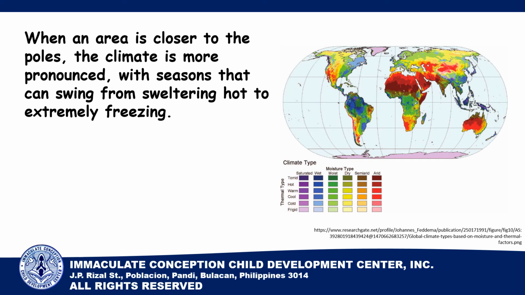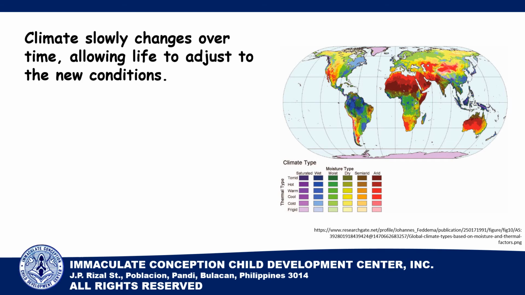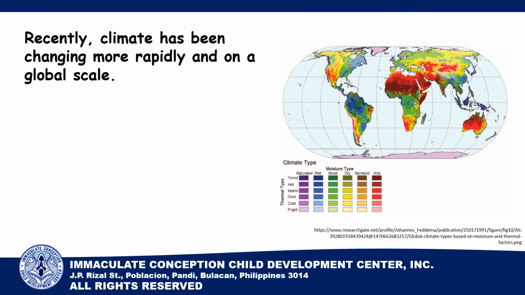When an area is closer to the poles, the climate becomes more pronounced, with seasons that can swing from sweltering hot to extremely freezing. The climate in such countries can be spring, summer, autumn, or winter. Climate slowly changes over time, allowing life to adjust to the new conditions. Recently, climate has been changing more rapidly and on a global scale.